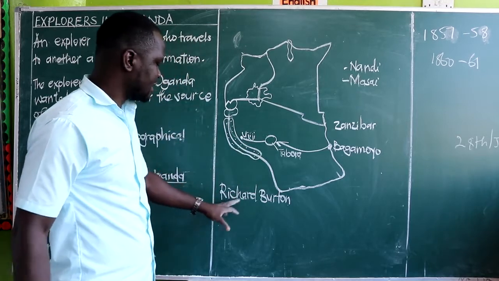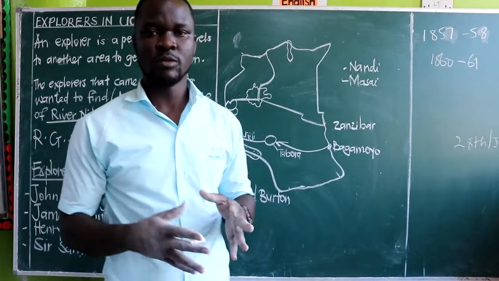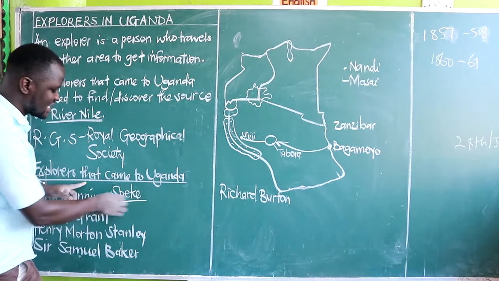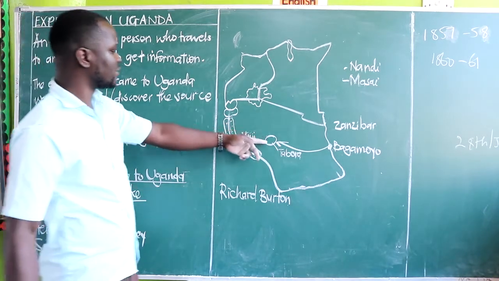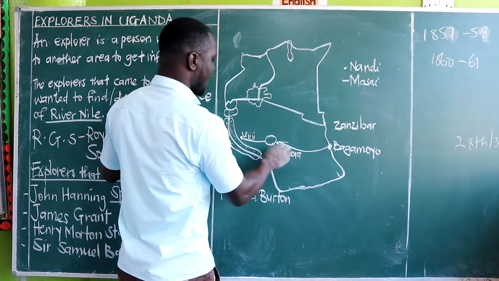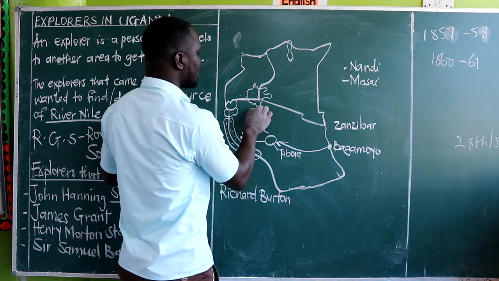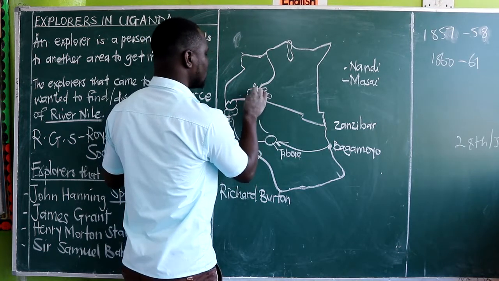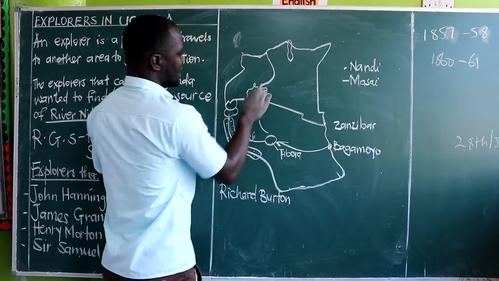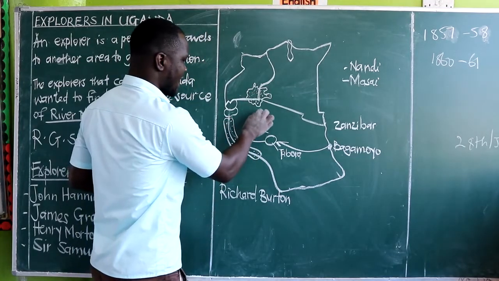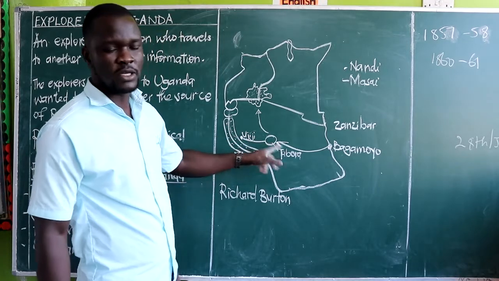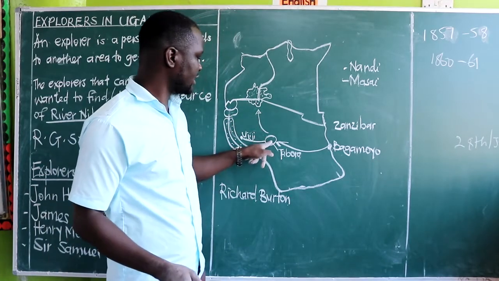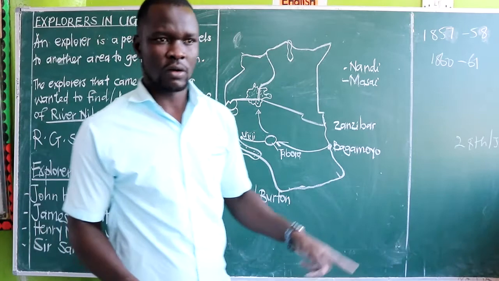That is where Richard Burton fell sick and he could not move any further. Therefore, Speke had to continue. When I talk of Speke, I'm meaning John Speke. Speke continued from Tabora. He left Burton sick and he went northwards. When he saw a large mass of water, he assumed it was the source of River Nile, and therefore he went back and he told his friend about his findings. But the history says that Richard Burton did not accept. He said, no, you are lying.